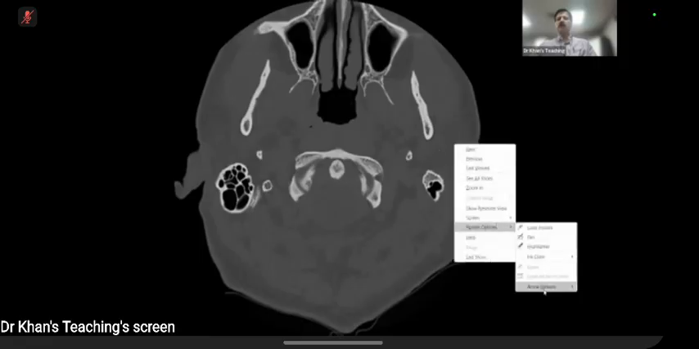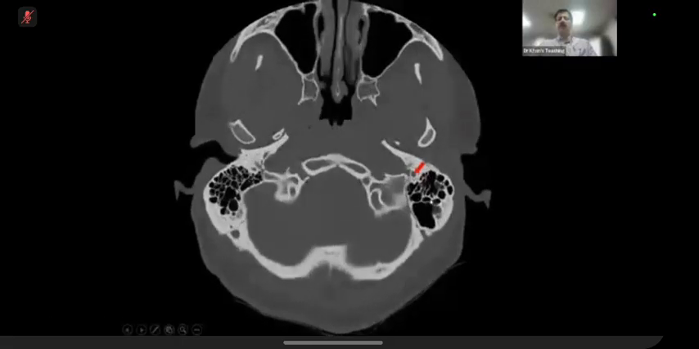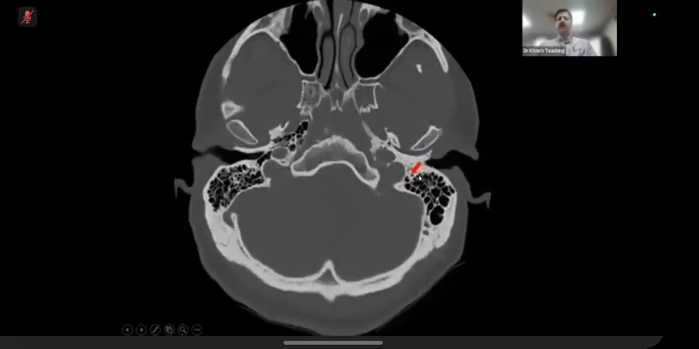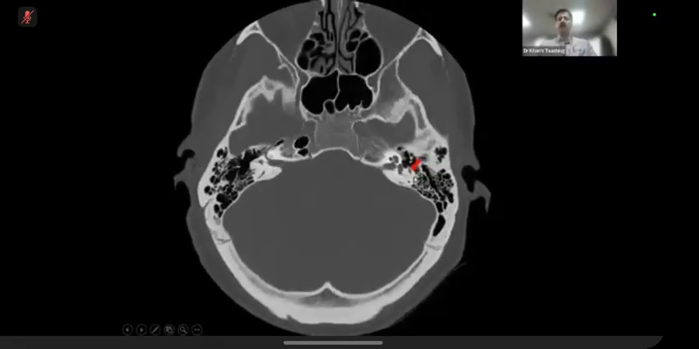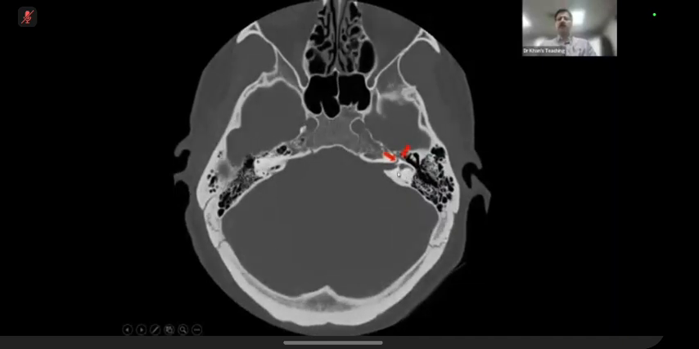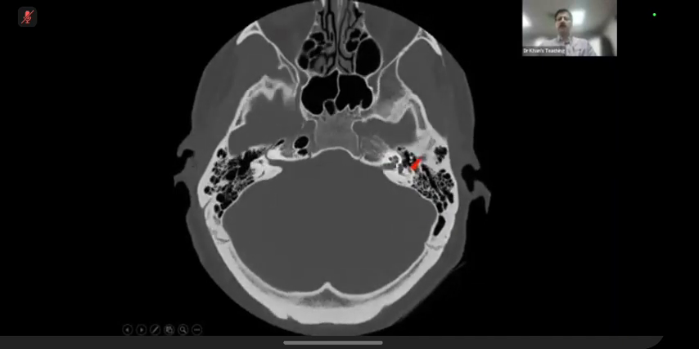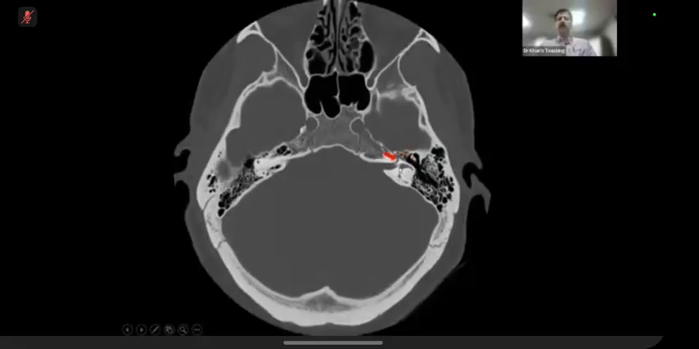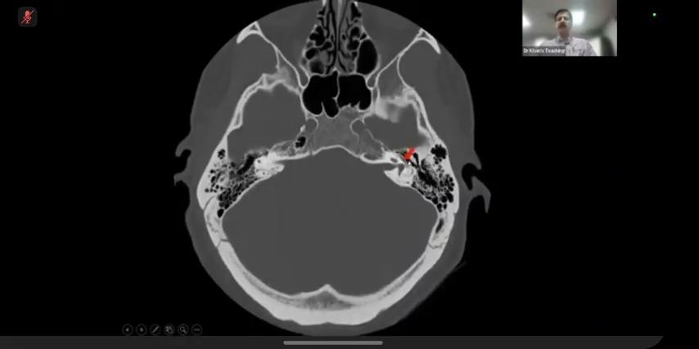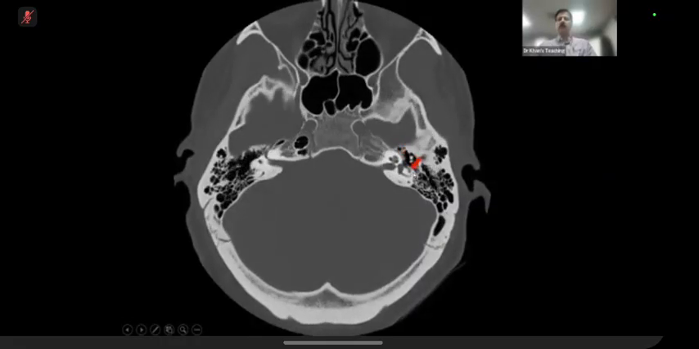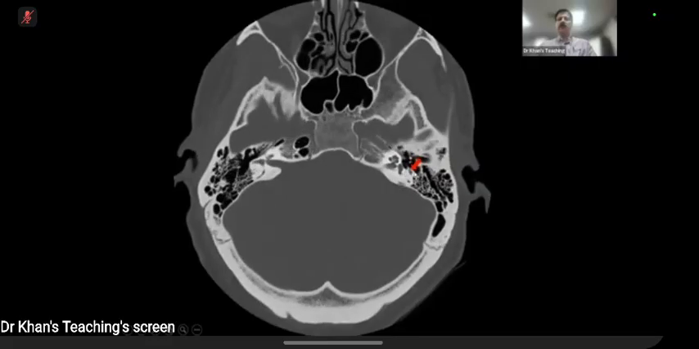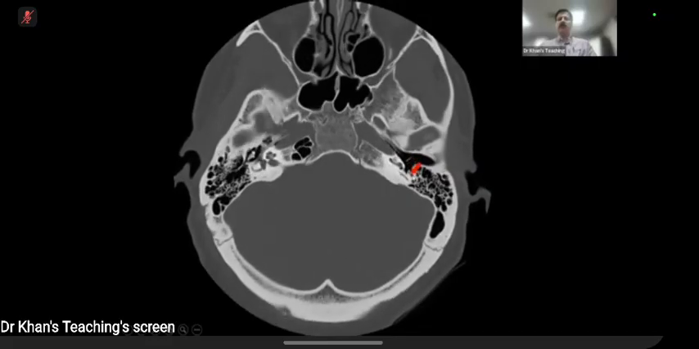So let's track the facial nerve once again. This is the cochlea. We go superior to the level of the cochlea, and we can see that the nerve is coming from the internal auditory canal, going anteriorly, and then the tympanic portion goes posteriorly, and then it becomes a ring because we are seeing it end on.